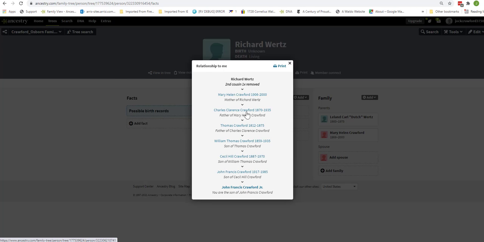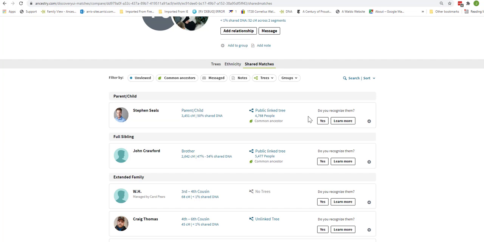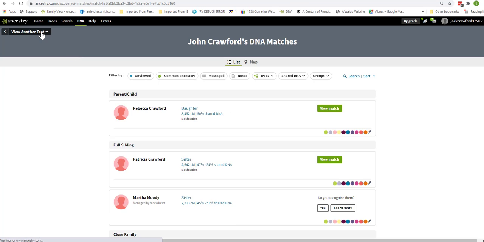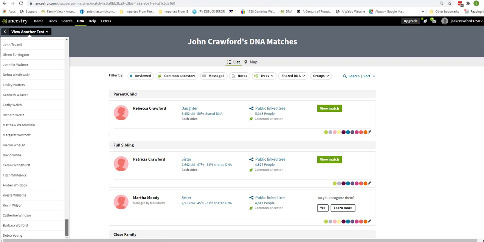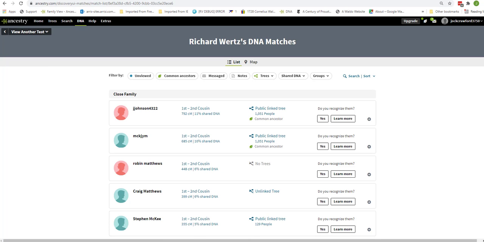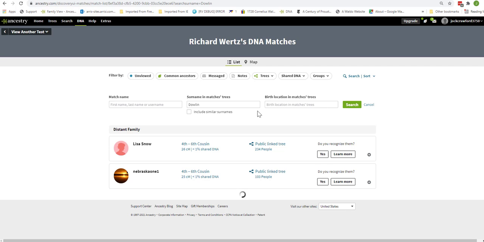It says that Richard goes up to these Crawfords, and there's Thomas Crawford, the same one I'm related to. And then Thomas comes back to me here. Now, if we'll look at Richard's matches, we go here, and Richard shared his matches with me. So when we go here, I'll choose his test, because he sent me an invite, and I accepted. So there, we go to Richard. And we'll do a search in here for Dowlin. And a couple of people come up.